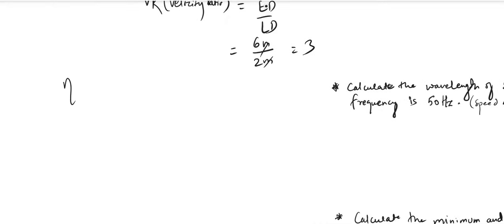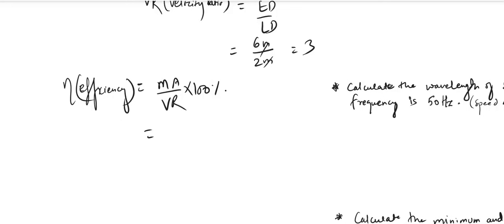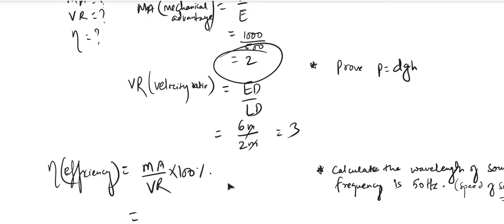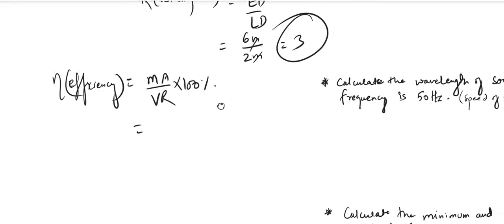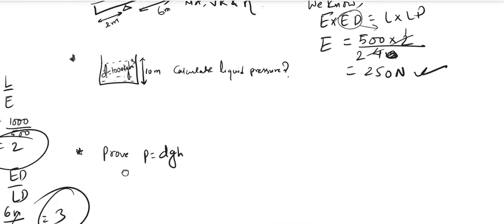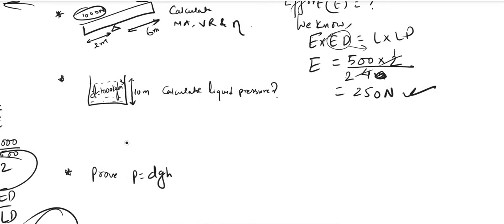Now efficiency is equal to A upon B into 100%, that is the formula. The value of A is 2 and the value of B is 3. So 2 upon 3 into 100% is equal to how much percent? It is 66.66%. It is the efficiency. Okay. Next question.